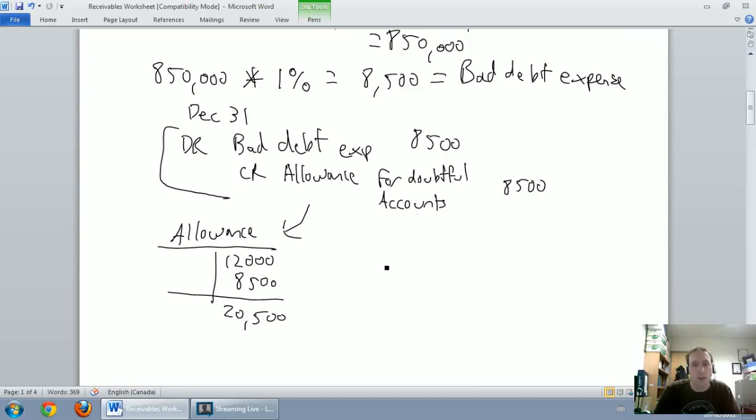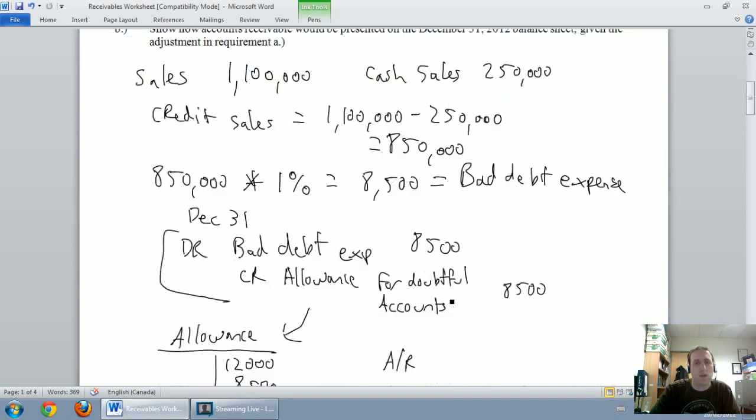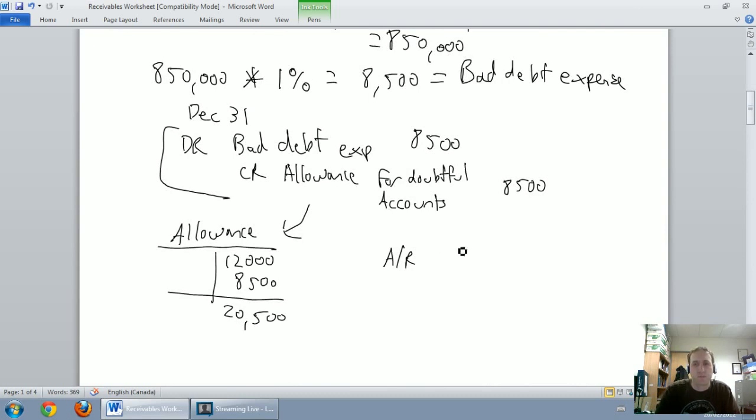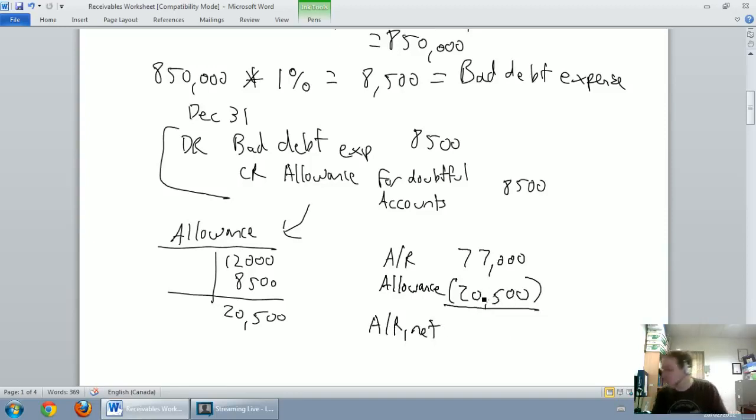So on my balance sheet, I'm going to have accounts receivable of $77,000, just the amount from the question. I'm going to have an allowance, and you might have to write the whole thing out. You would in real life, but I'm going to save my hand here and just write the word allowance. $20,500. And my accounts receivable minus my allowance equals my net accounts receivable. So $77,000 minus $20,500. I don't want to get this wrong on video, so I'm punching it in the calculator. It's $56,500.